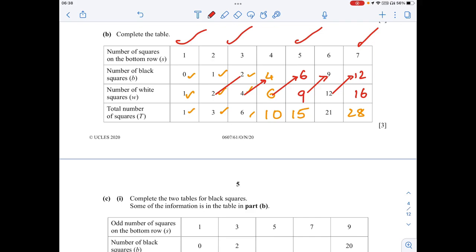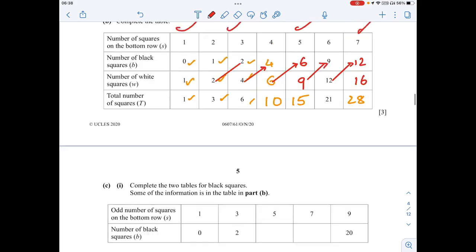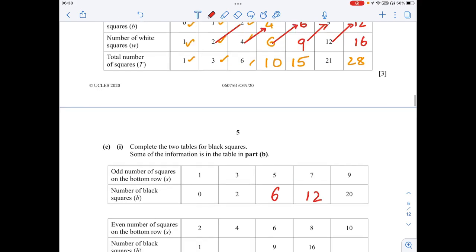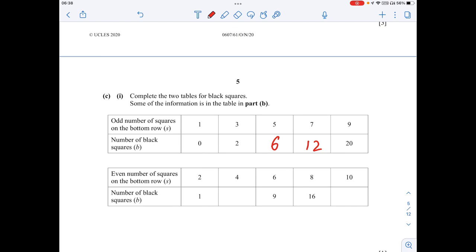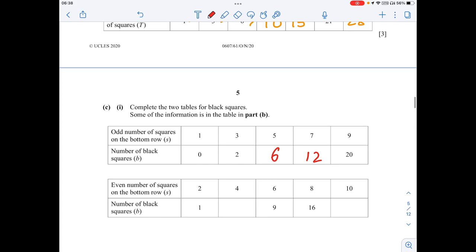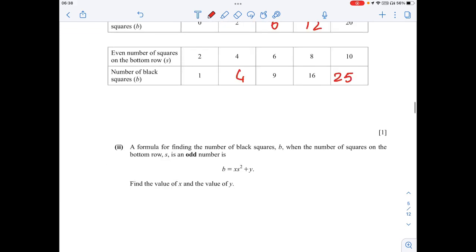Odd number 1, 3, 5, 7. Number of black squares. We can see that it is 0, 2, 6, 12, 20. Then for even number, it is going to be 1, 4, 9, 16. So you can see that it is perfect squares. 1 square, 2 square, 3 square, 4 square, so it is to be 5 square, which is 25.